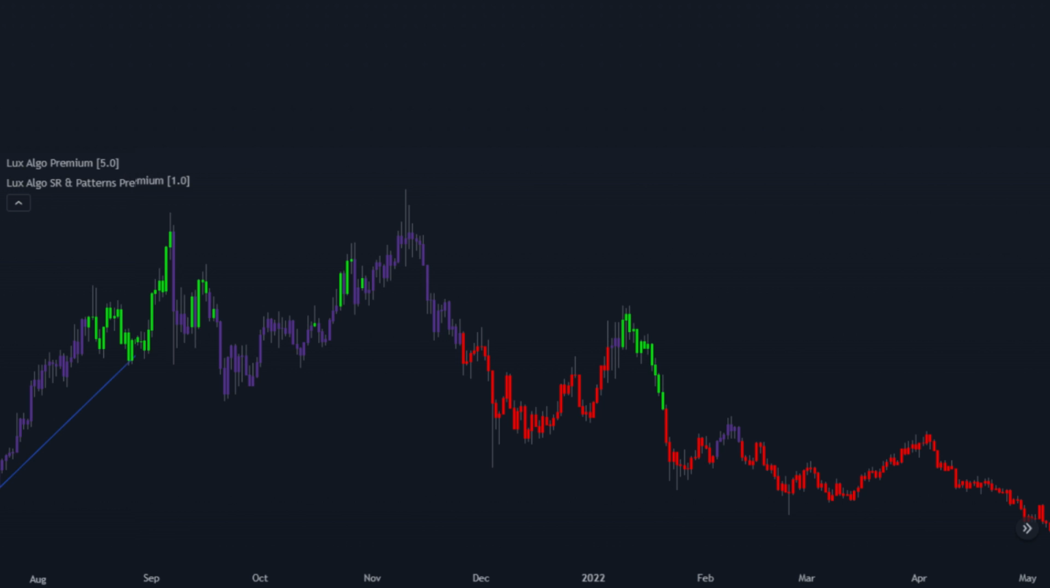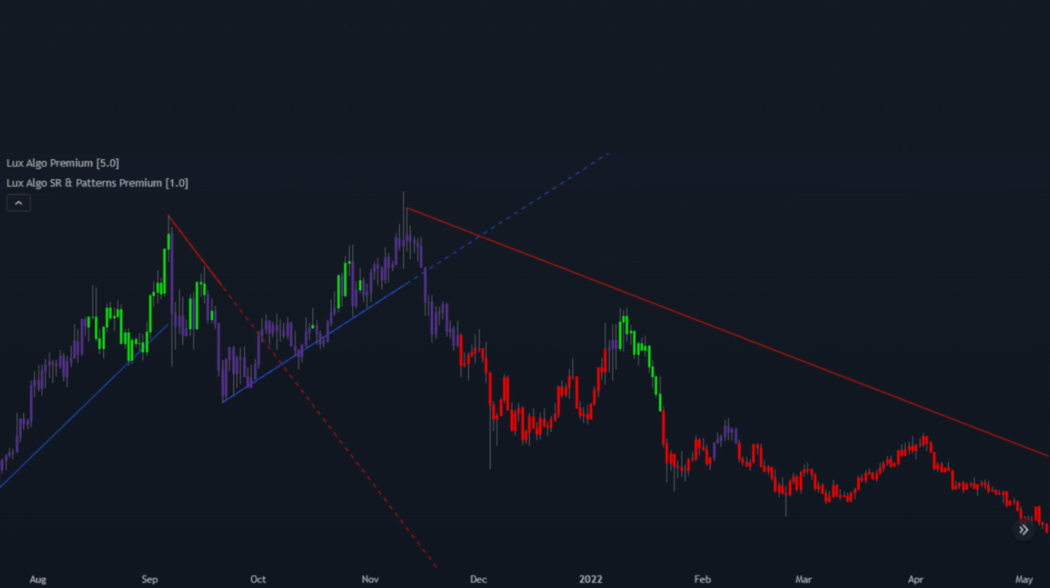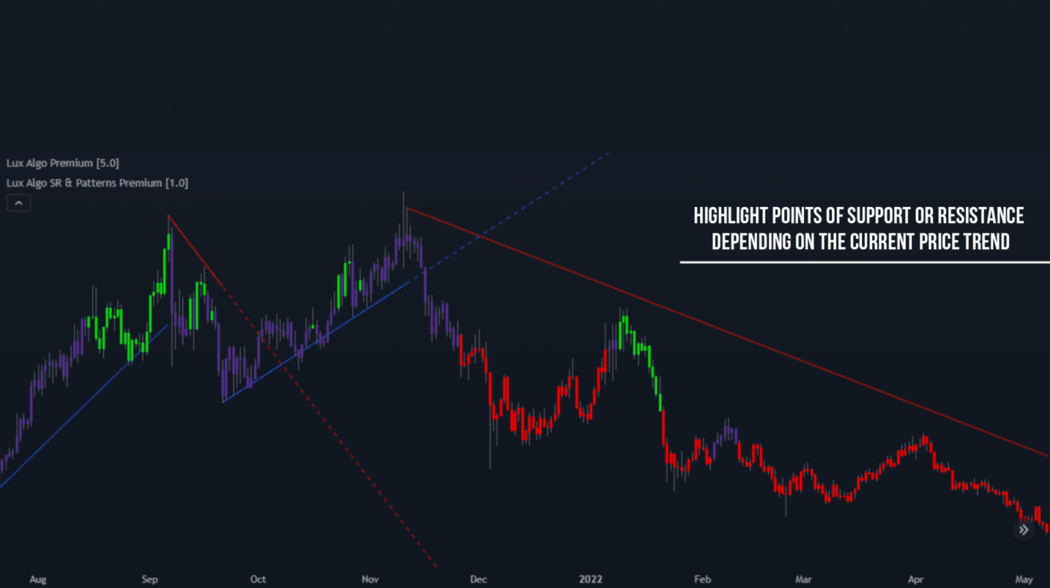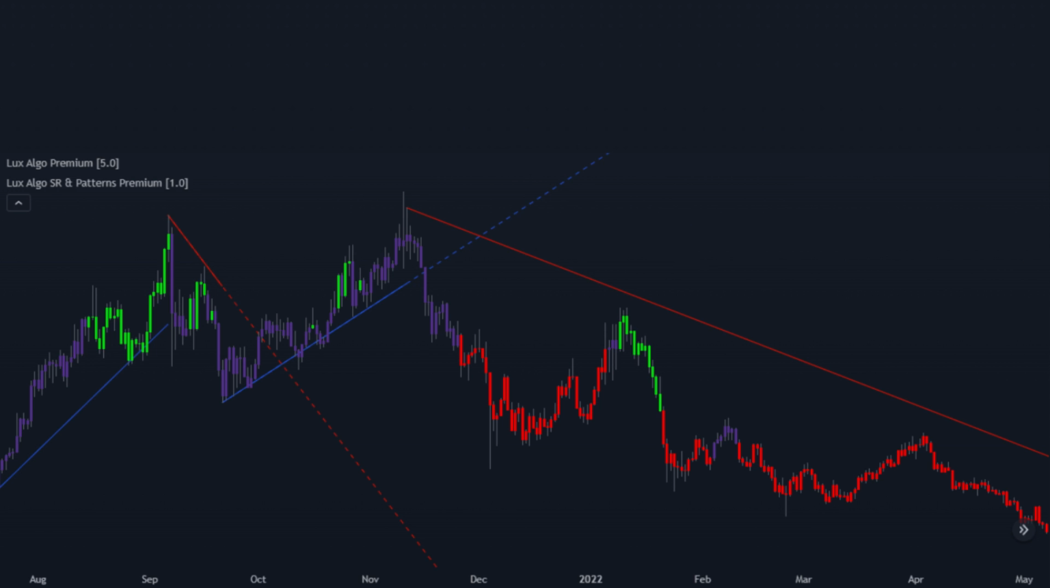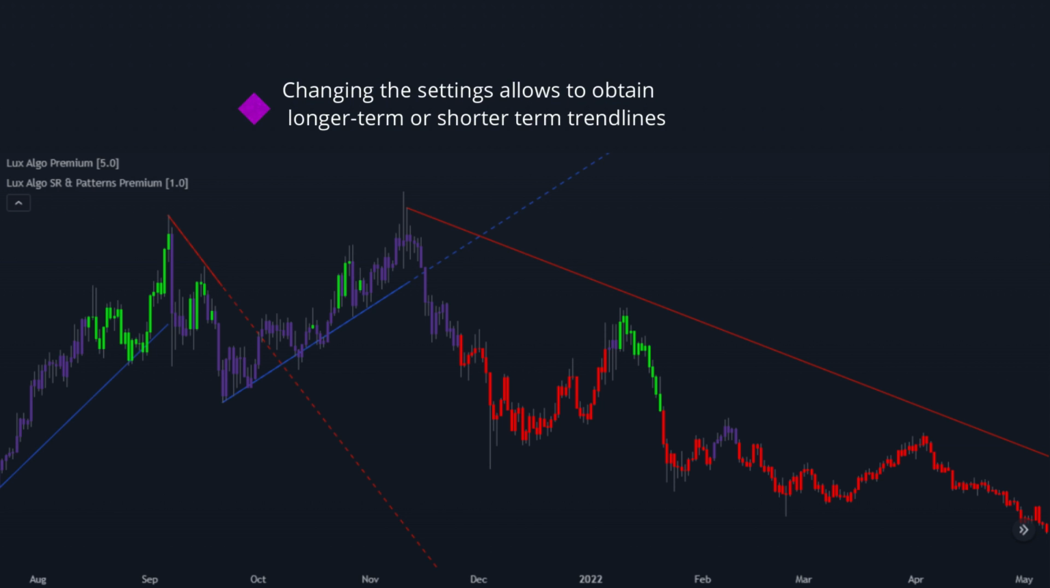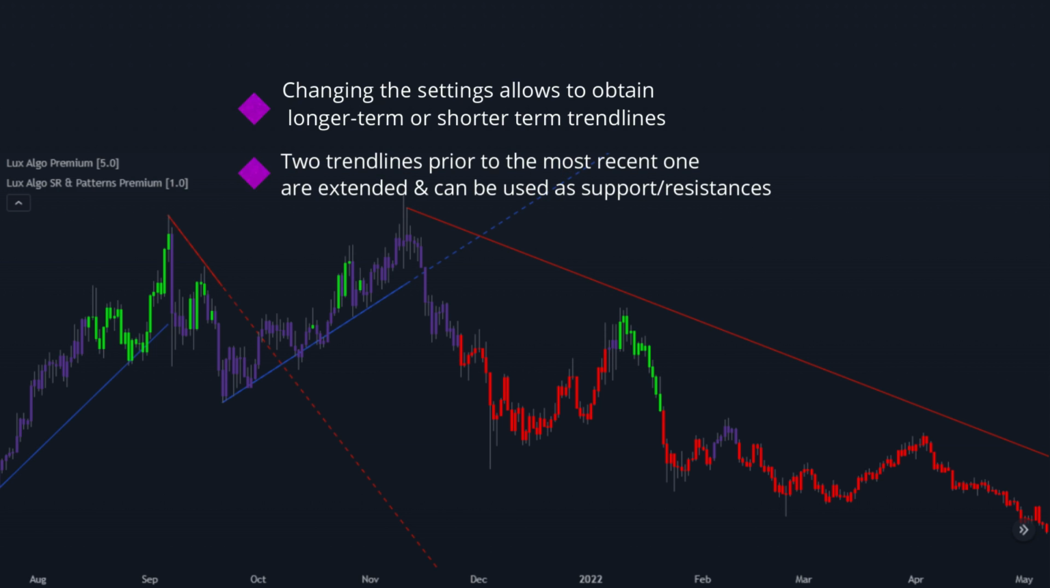Auto trend lines display a series of trend lines on the chart. These can highlight points of support or resistance depending on the current price trend. Changing the settings allows the user to obtain longer term or shorter term trend lines. The 2 trend lines prior to the most recent one are extended and can be used as support or resistance.